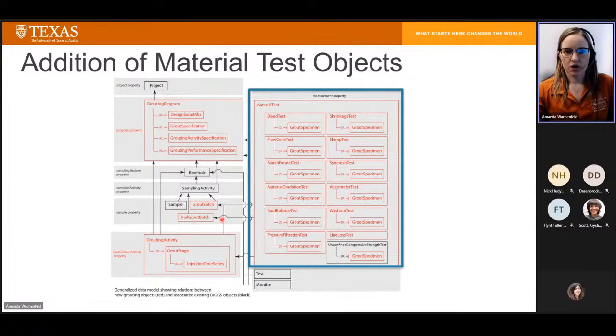And we also added all these tests in red. The only test that existed in DIGGS before was the unconfined compression test, and all these other tests were added to encompass the testing that's done for the grout for permeation and compaction grouting.